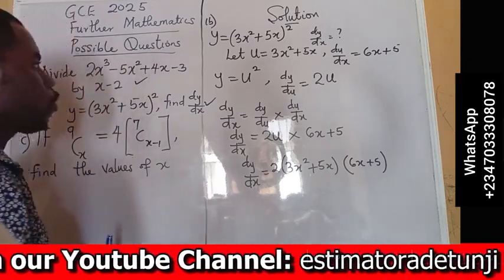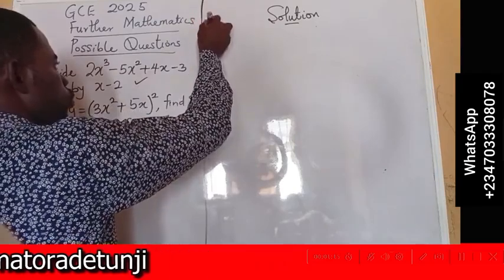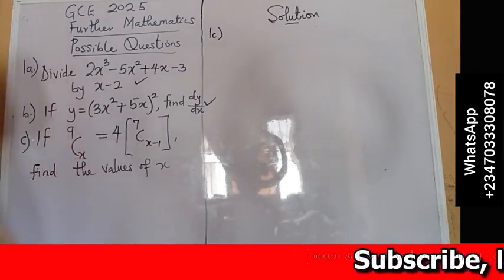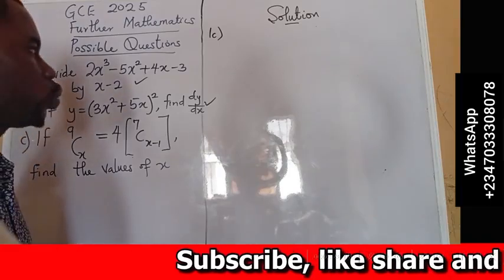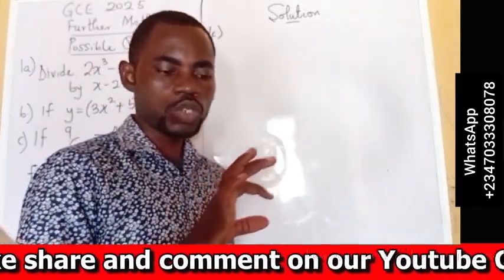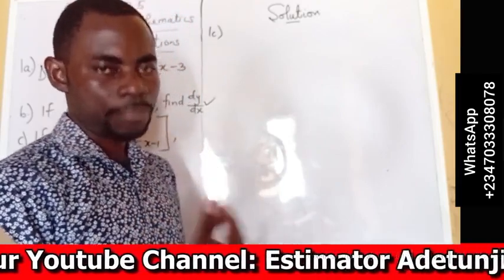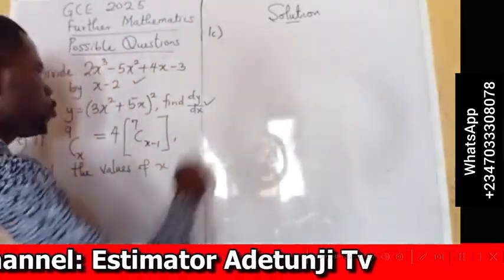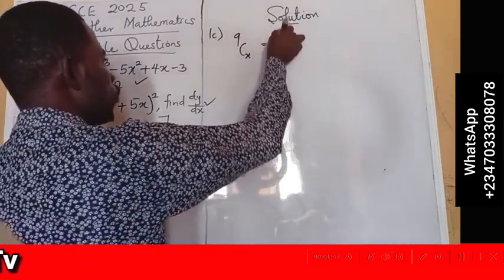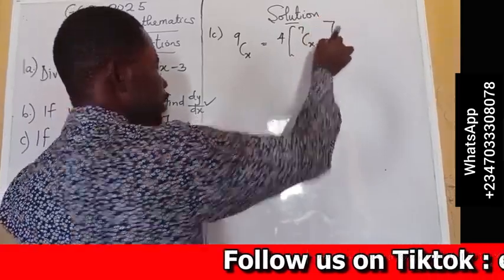So I move to the third question. For my question 1c, the question said if 9 combination x equals 4 open bracket 7 combination x minus 1. Very simple question as well. Something about mathematics calculation is just make sure you know how to read and interpret. Don't rush. Interpret, analyze, the problem will be solved by itself. Alright, here we go. We say 9 combination x equals 4 open brackets 7 combination x minus 1.